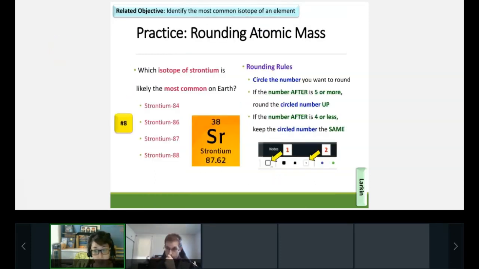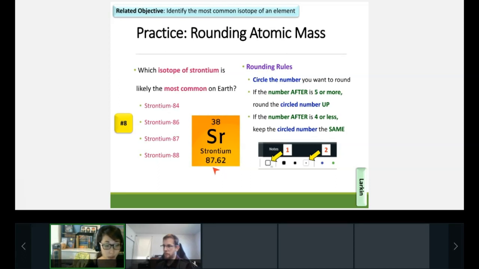All that being said, we just said that this funky number at the bottom is closest to the most common isotope. Again, there are many different types of strontium: 84, 86, 87, 88, but one of these is going to take up most of that average. So the way that we figure out which one this is closest to is we just need to round the number to the nearest whole number.